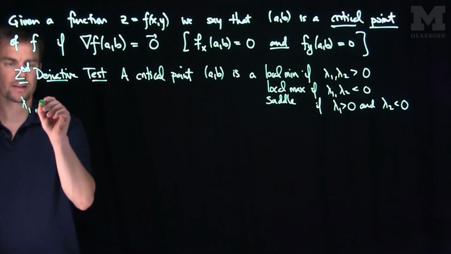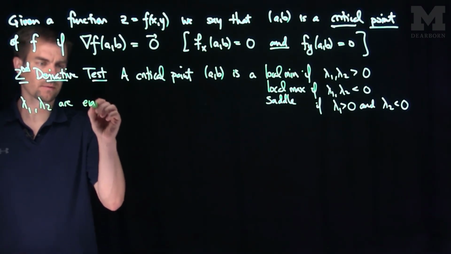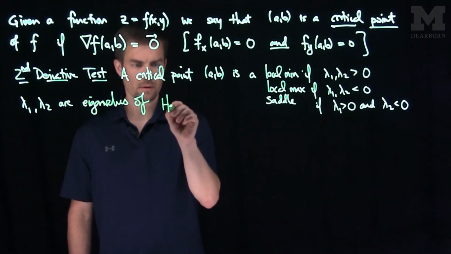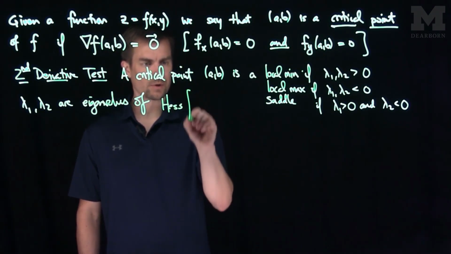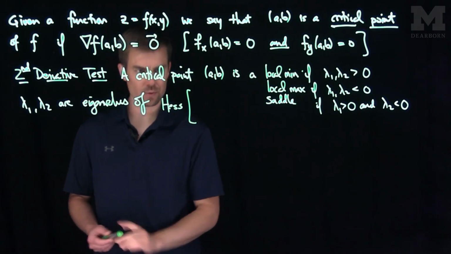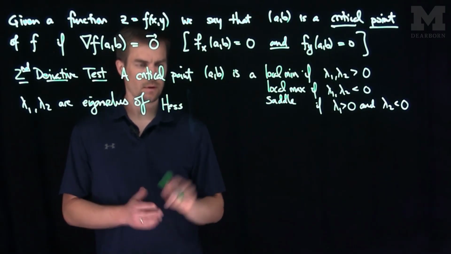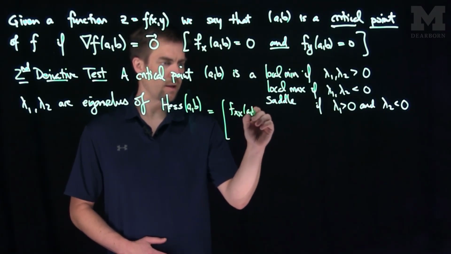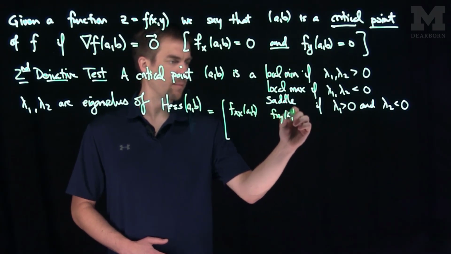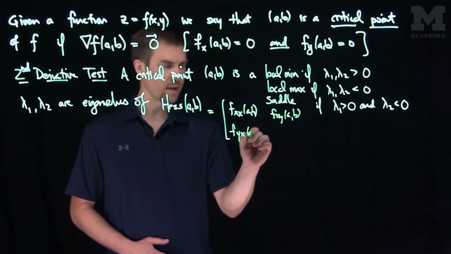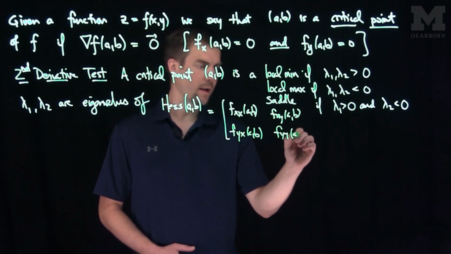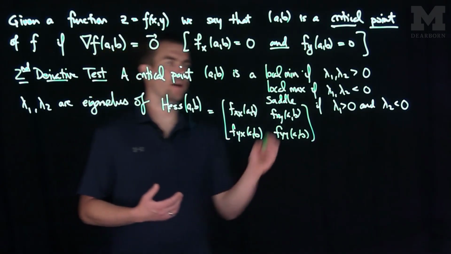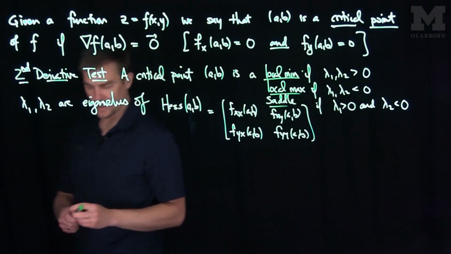So lambda 1 and lambda 2 are the eigenvalues of the Hessian matrix, which at (a, b) is f_xx at (a, b), f_xy at (a, b), f_yx at (a, b), f_yy at (a, b). So that's our Hessian matrix. So let's see an example of how we classify local max, local min, or saddle. So here's an example.